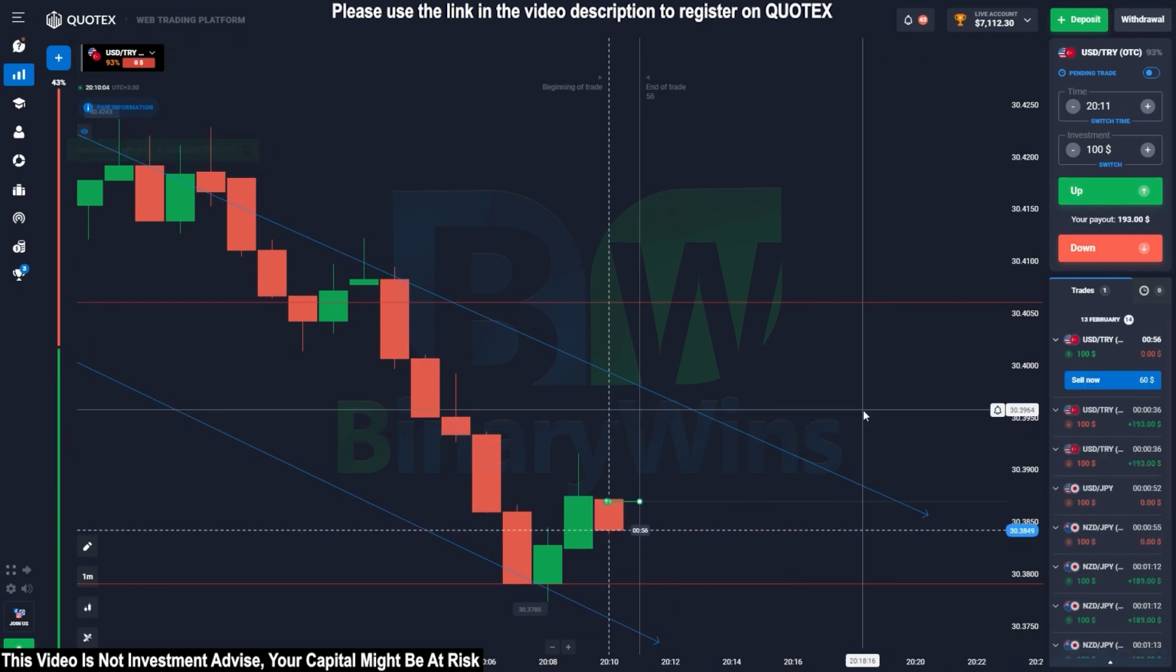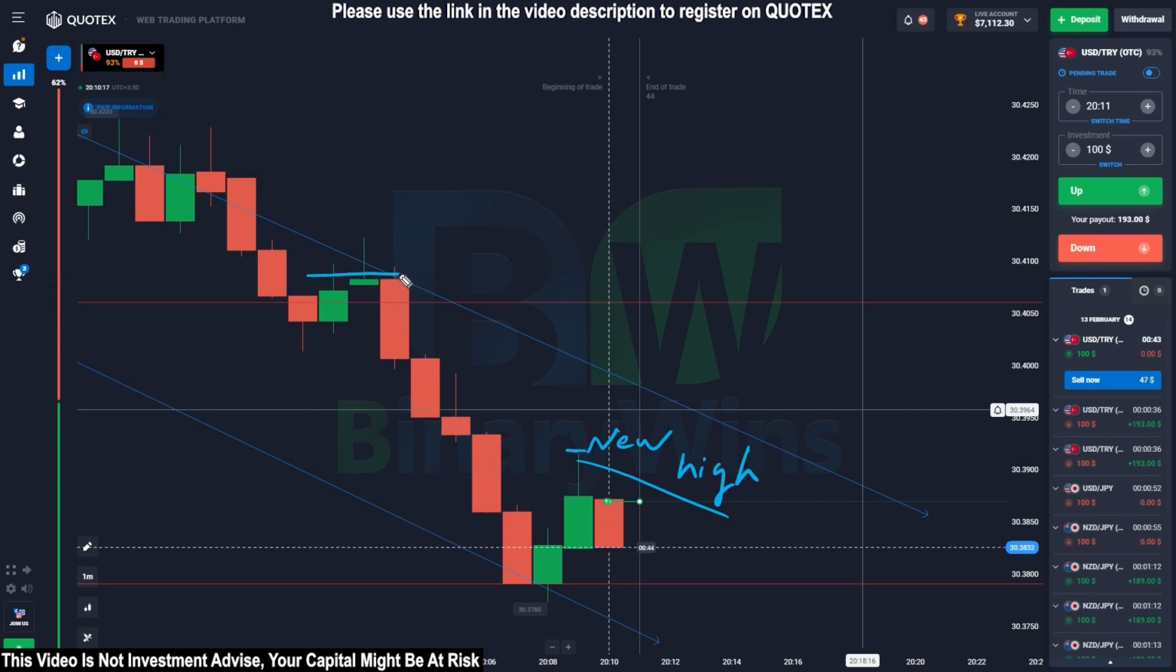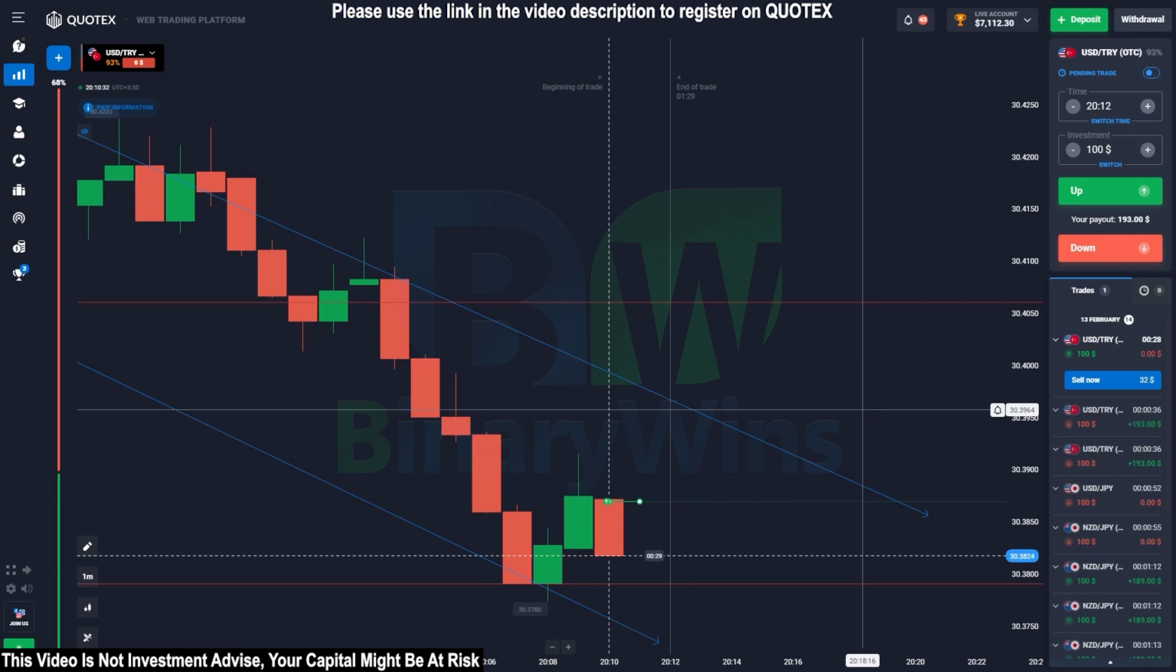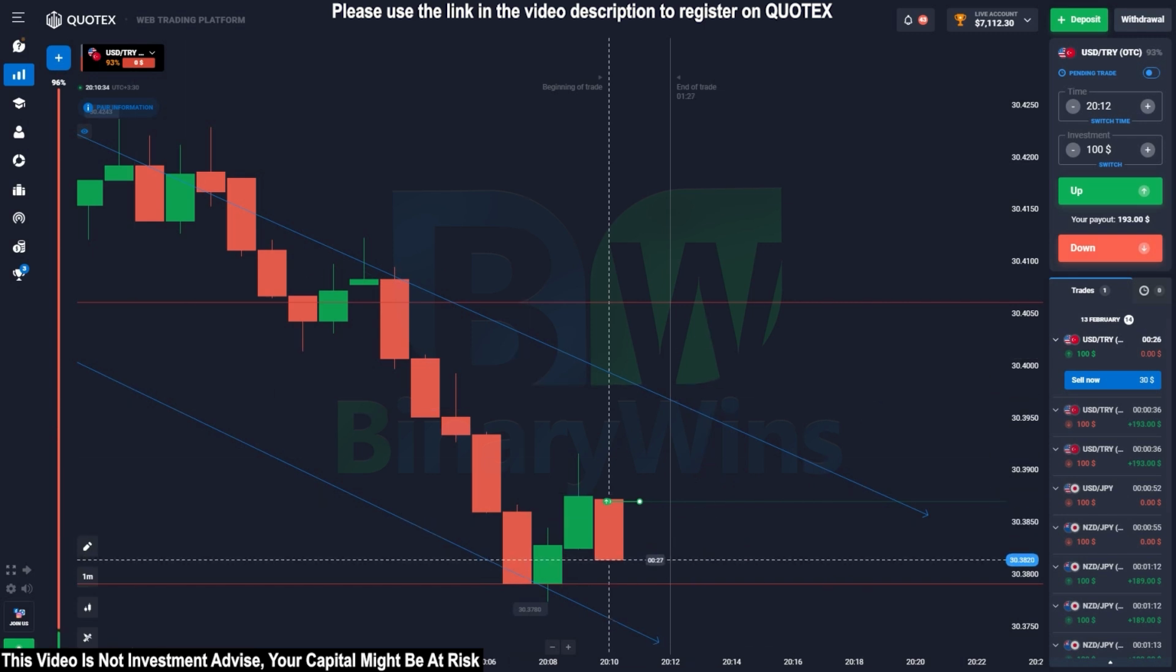Okay, I entered the higher trade. As you can see, a new high has been created for us. The momentum trend started here and ended here. And again, with the formation of a green candle and new high, there is a possibility that the upward trend will continue. Okay, we wait until our trade is closed.